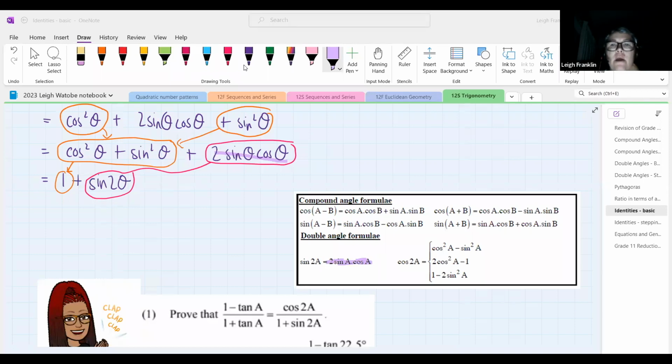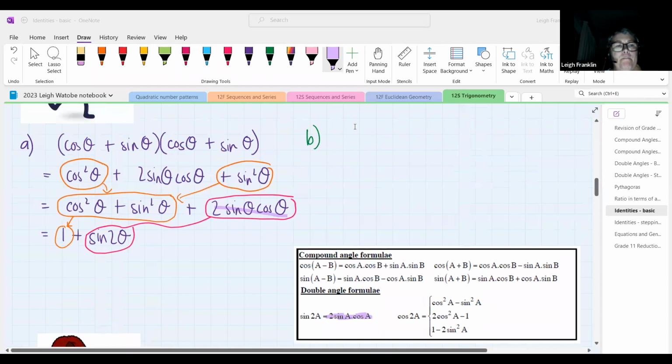Evening, ma'am. Yes, go for it. Ma'am, what if we didn't put the cos squared theta and the sine squared theta together, and we just wrote the 1? That's also fine. Absolutely not a problem at all. You could do that too.